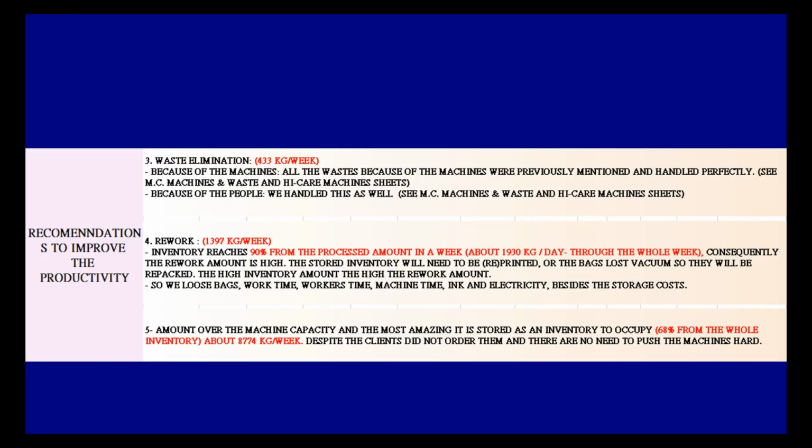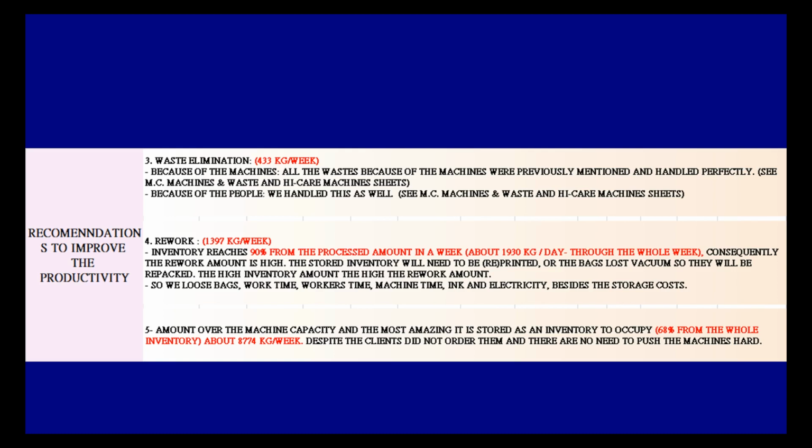3. Waste elimination, 433 kg per week, because of the machines. All the waste because of the machines was previously mentioned and handled perfectly. See the medium care machines and waste and high care machines sheets. Because of the people, we handled this as well. See the medium care machines, waste and high care machines sheets.